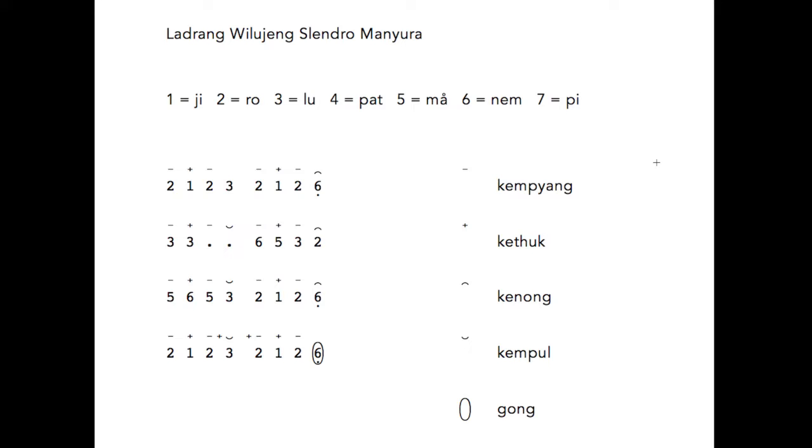Okay, so before we get started, this is the notation for Ladrang Wilujeng slendro manyura. We're going to be listening to a recording of just the balungan instruments, so just the saron and slentem. As we go through, we're going to follow along singing these numbers right here, using the Javanese names. So 1 is chi, 2 is ro, etcetera, like that. Now we're just going to follow through on one cycle and see if we can join along with this recording. So here we go. Let's try it.